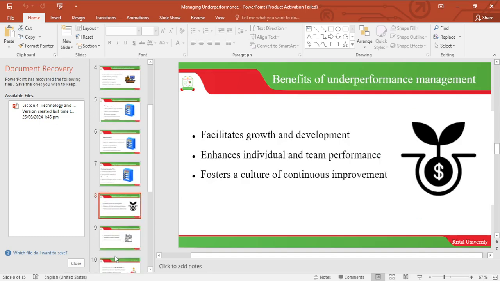So with that, we are going to look now at the benefits of performance management. Why is it important for a manager or for an organization to manage the performance of the employees? Okay? It facilitates growth and development. Because performance management is basically training given to employees to enhance their skills. And if you train someone today, you are actually developing the person skill-wise. Okay, you're developing that person.